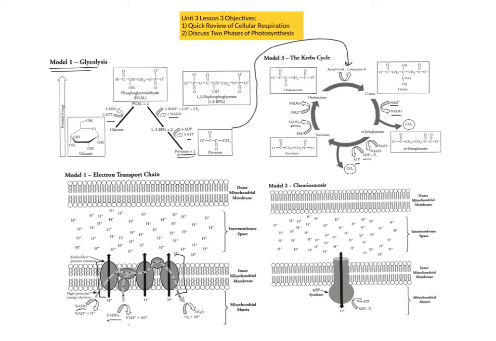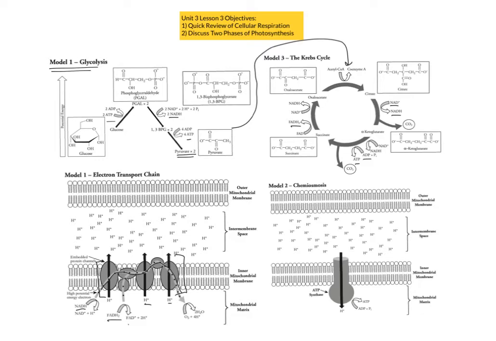And as those high energy electrons move through that series of proteins, they're going to provide the energy needed to power the active transport of hydrogen ions against the concentration gradient, which in this case goes from the mitochondrial matrix into the inner membrane space. So active transport is powered by the energy of the high energy electrons passed along in this transport chain.